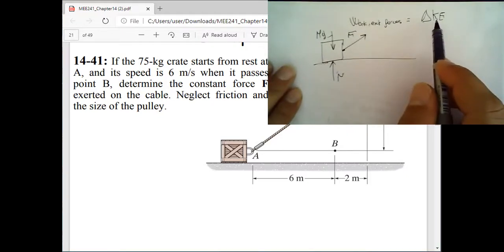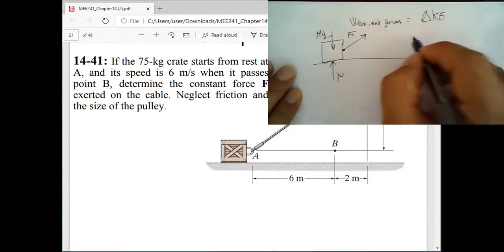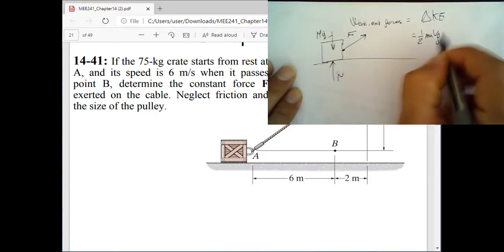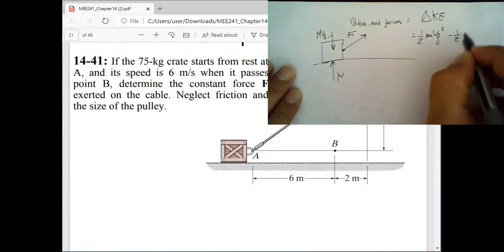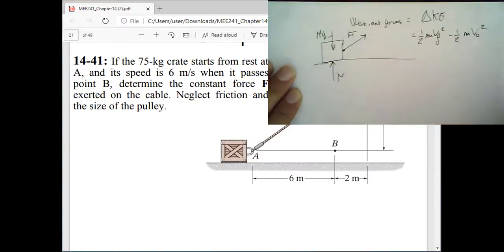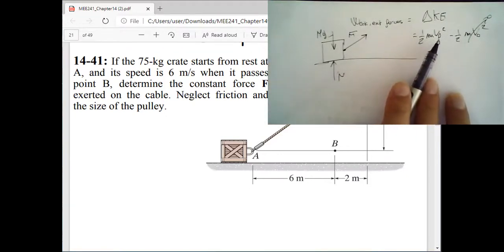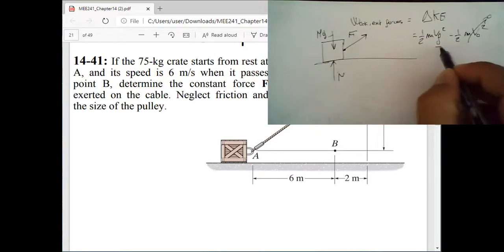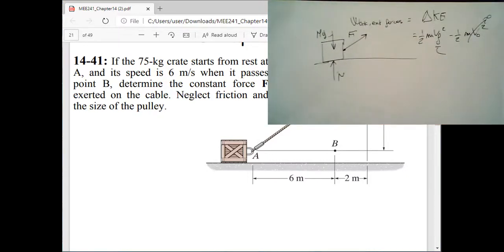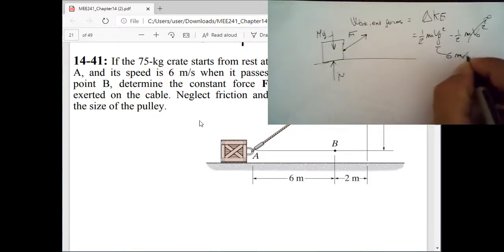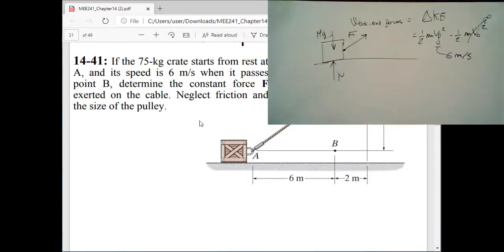What is the change in kinetic energy? Well, it starts from rest, right? So this is going to be 1/2 m vf squared minus 1/2 m v0 squared. The final velocity has a value, but v0 is 0. So the work of all the external forces has to be equal to 1/2 m vf squared. And we actually know that the final velocity here is going to be equal to 6 meters per second.